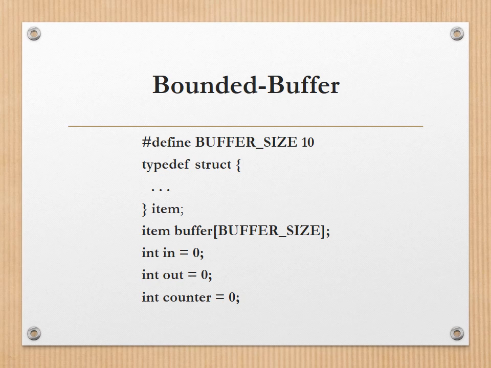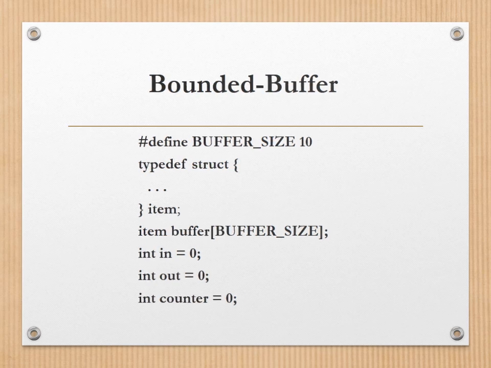Challenges in synchronization: buffer overflow, if the producer adds when the buffer is full. Buffer underflow, if the consumer removes when the buffer is empty. Race conditions, if both threads access simultaneously. To solve these, we use mutex locks and semaphores to coordinate access safely. Conclusion: the bounded buffer problem is a fundamental concept in concurrent programming. Proper synchronization ensures efficiency and prevents data corruption in multi-threaded systems.